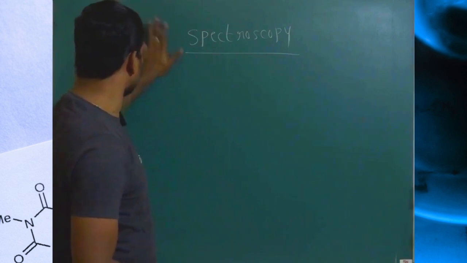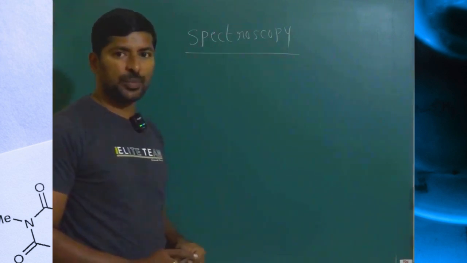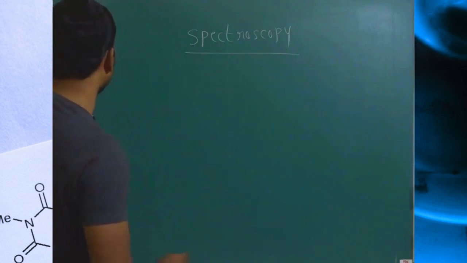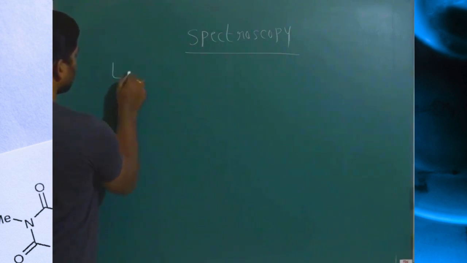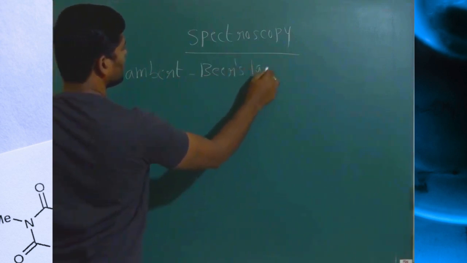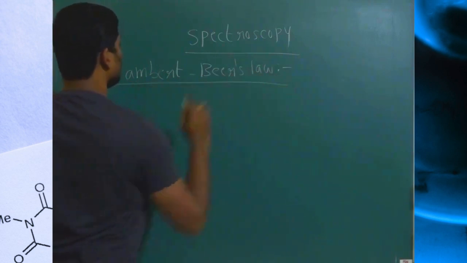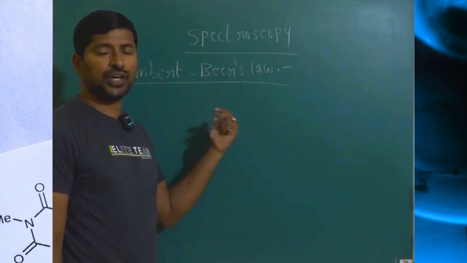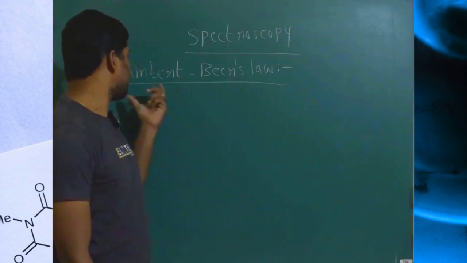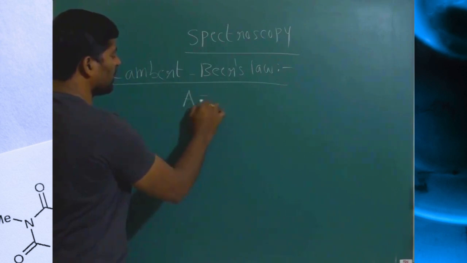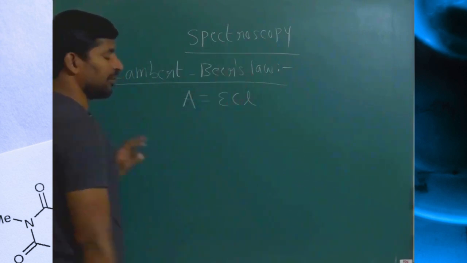In that, we will now concentrate on rotational spectroscopy or microwave spectroscopy. But before going to that, one more important concept, that is Lambert-Beer's law. I will explain briefly from the examination point of view, as you have less time. According to Lambert-Beer's law, absorbance is equal to epsilon C l.